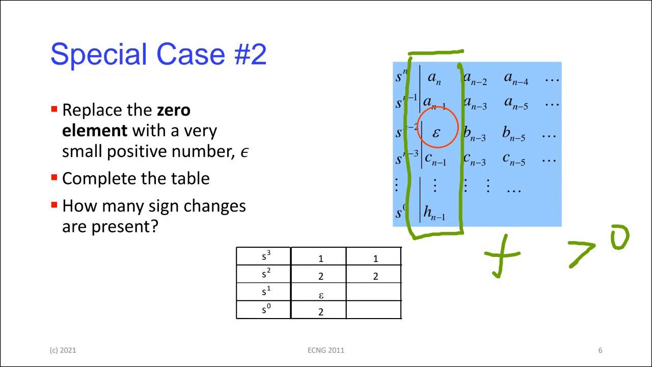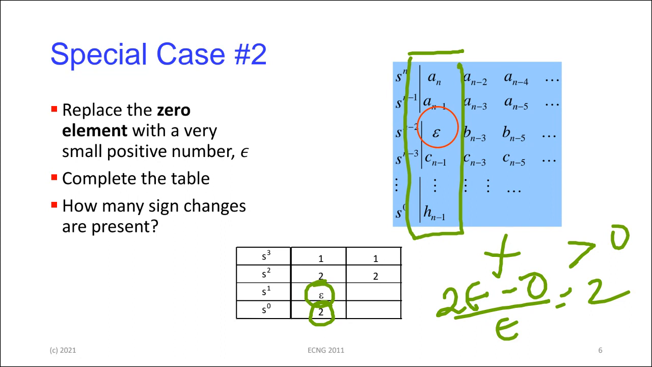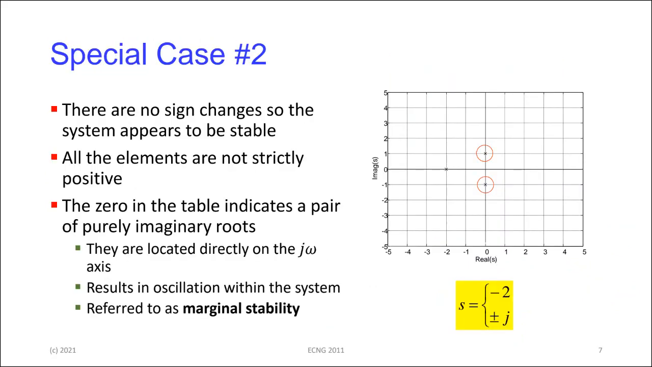If we complete the rest of the table, and epsilon is here, then this value here will be 2 epsilon minus 0 over epsilon, which is 2. Fair enough? So if we complete that and look at the sign changes, how many sign changes are present? There are no sign changes, and we assume that everybody is positive because of that epsilon we put in. If there are no sign changes elsewhere, then the system appears to be stable. But because one element is 0, all of the elements are not strictly positive.